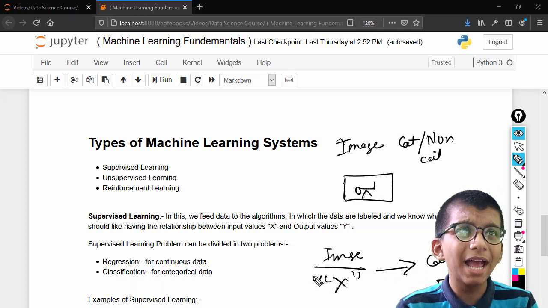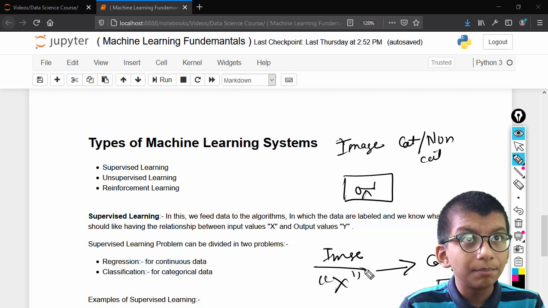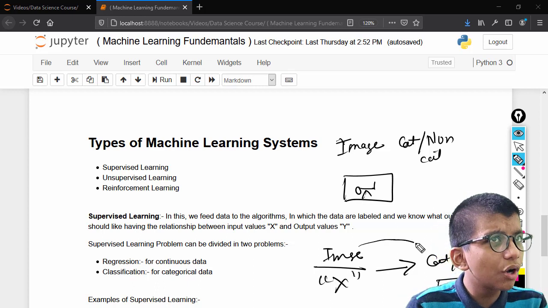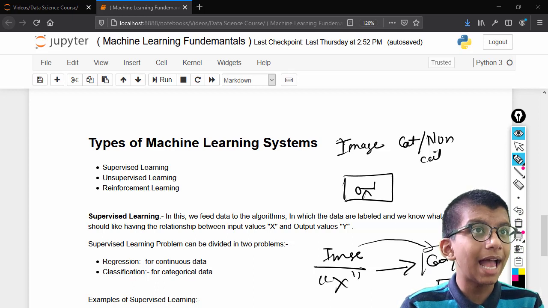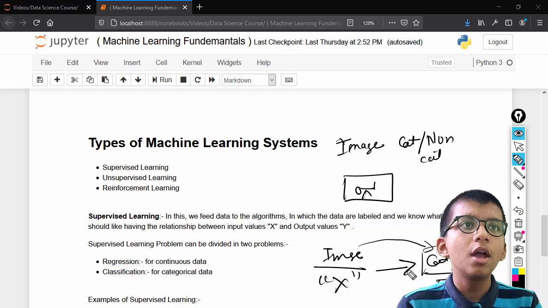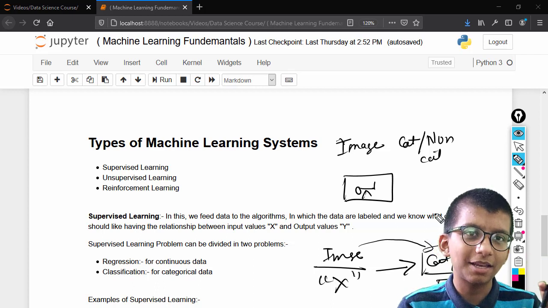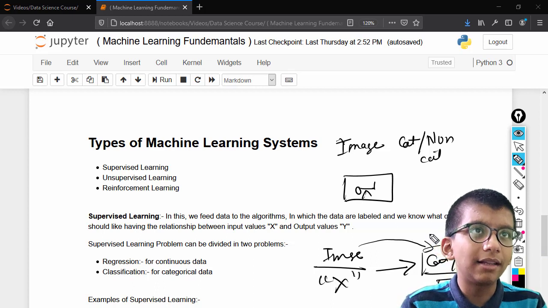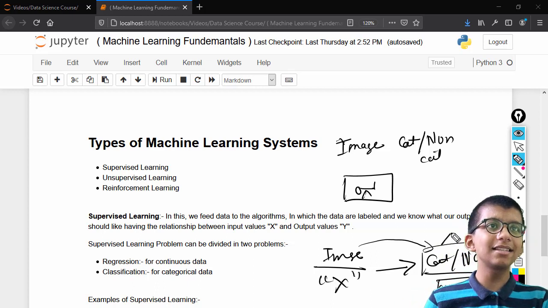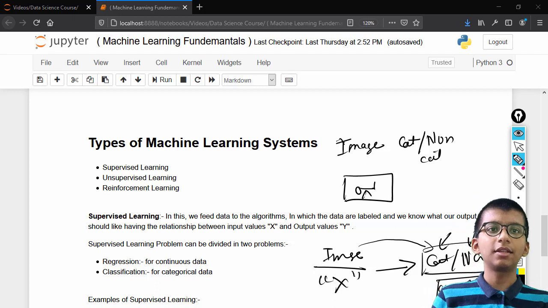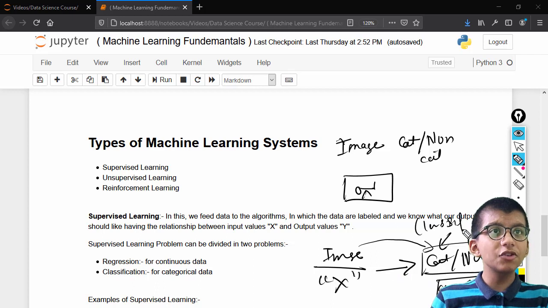Okay, so we give input and you can see this is labeled, meaning we have a clear goal, we know what our output should look like. Either it will be cat or non-cat. We will be getting a discrete value, either cat or non-cat, meaning two possibilities. Either the image will be a cat or a non-cat. So this is the classification problem.